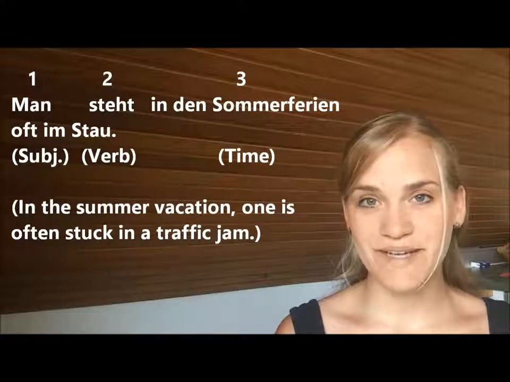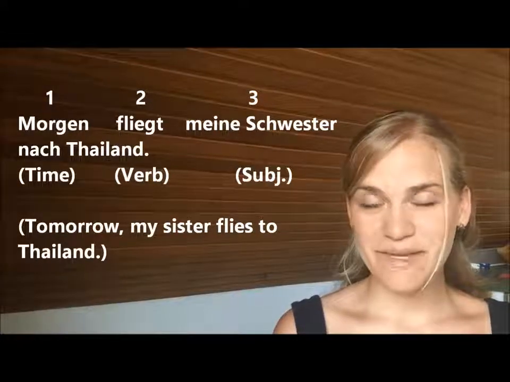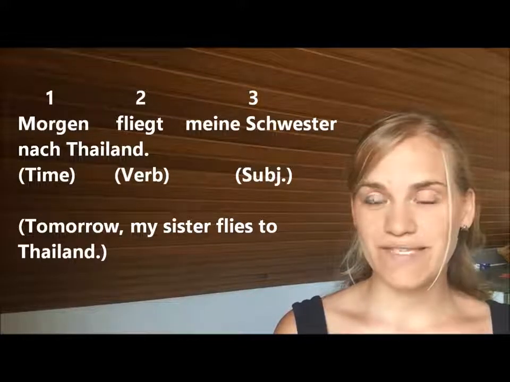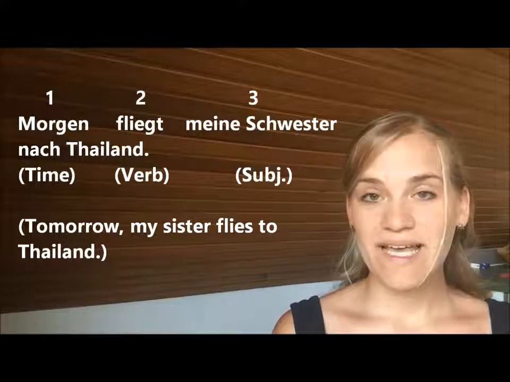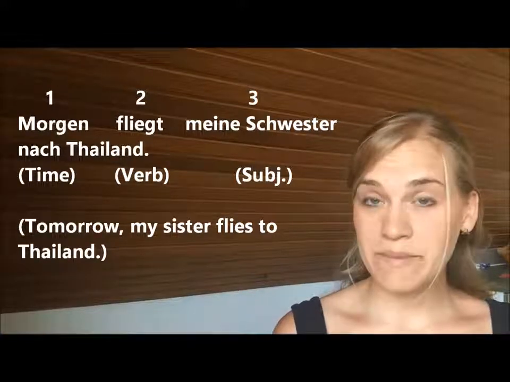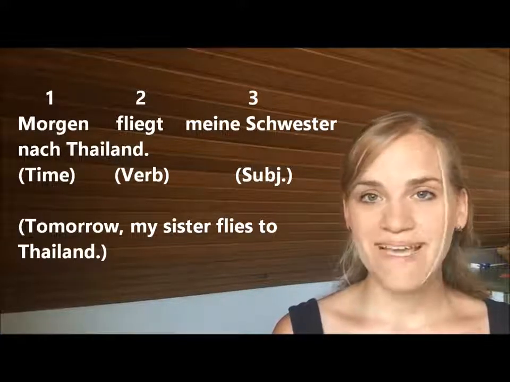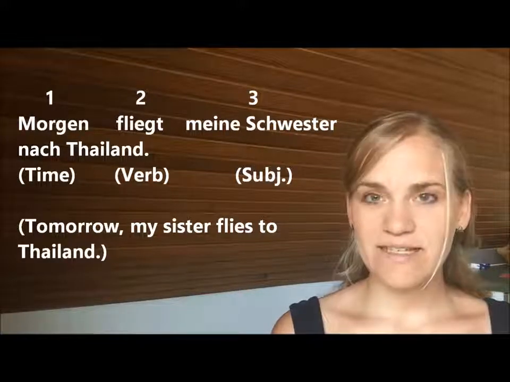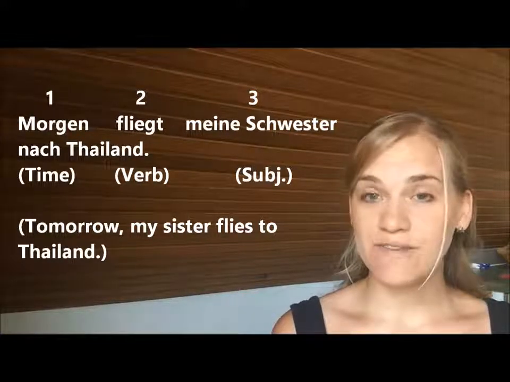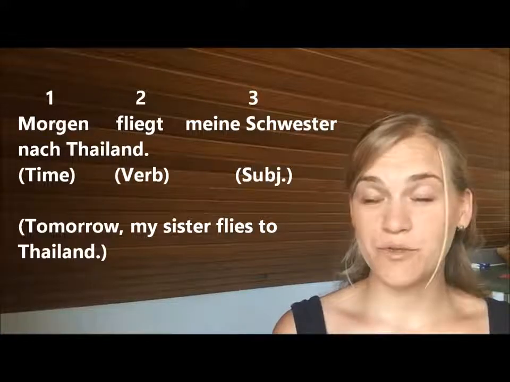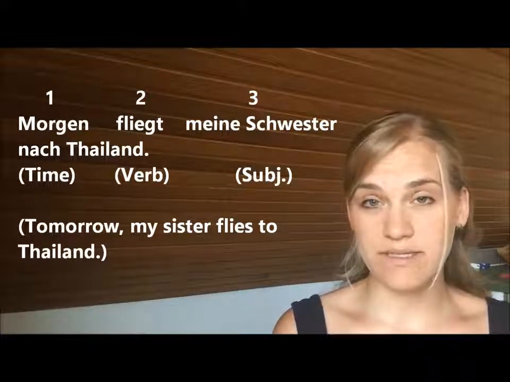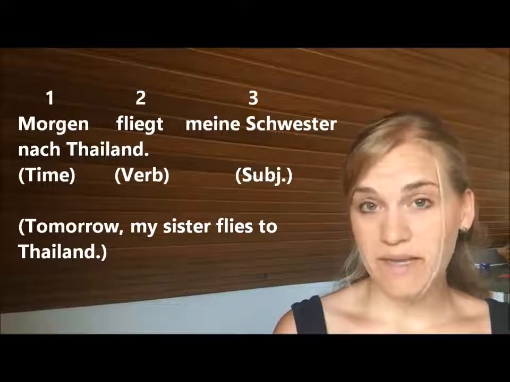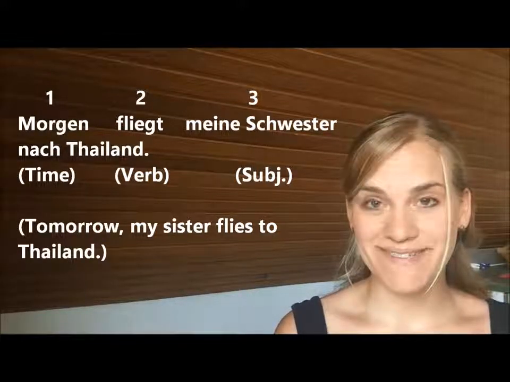Morgen fliegt meine Schwester nach Thailand. The first element of the sentence is a time indication, morgen. The second element is the verb, fliegt. And the third element is meine Schwester, which is made up of 2 words, but it's still the subject. So this is just to show you that the subject can be made up of more than one word.